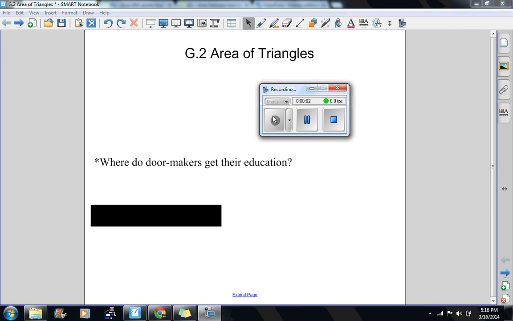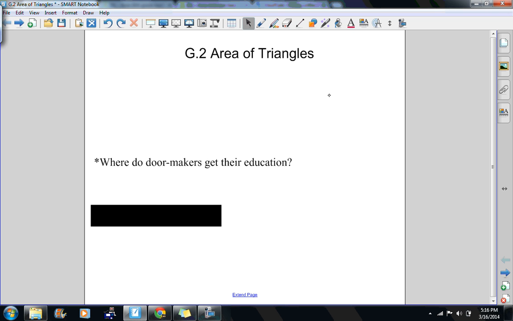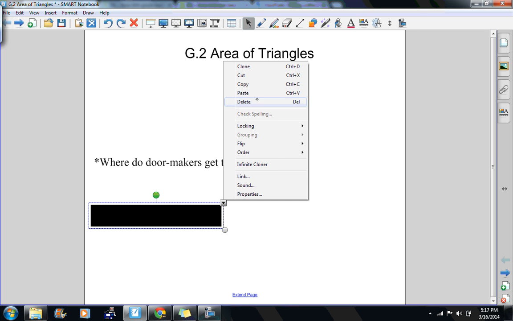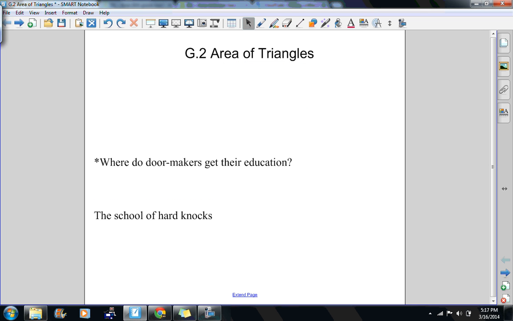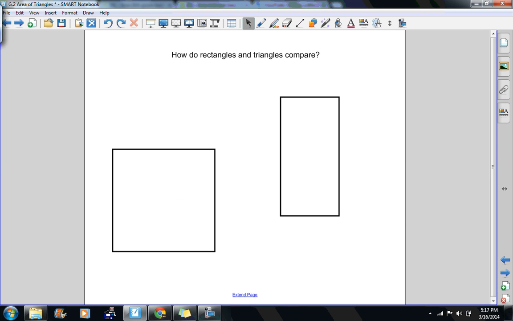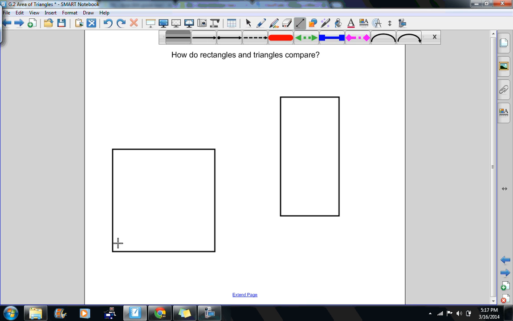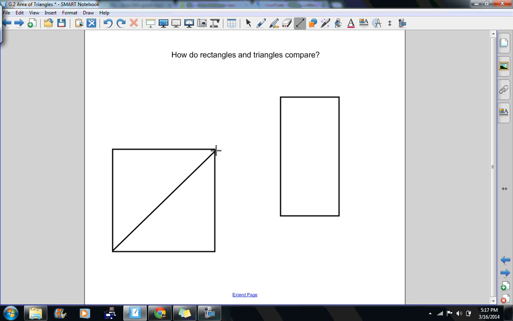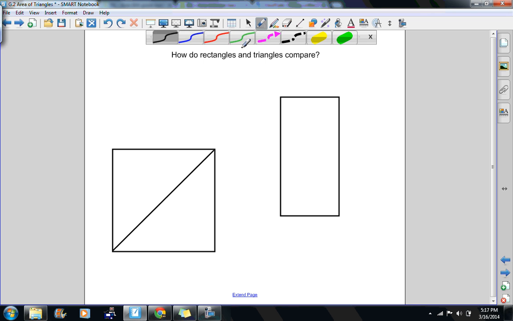So section 2 in this unit is going to be covering areas of triangles, and this should be very similar to what we were doing in the last section, with just a little bit of an extension because it's triangles. So the idea that I want us to understand is that if you take a rectangle and you cut it in half diagonally, like this, I want you to notice that I'm actually creating two triangles.